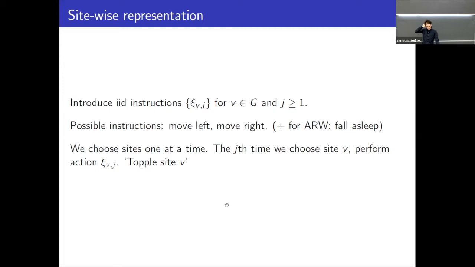The key idea is the following. We first change the way that I think about the randomness in the system. It's a common idea, the site-wise or Diaconis-Fulton representation, where instead of thinking of the particles as being the carriers of the randomness, instead of asking a particle where are you going to go next, I put the randomness into the environment. So I imagine there being stacks of instructions at each site of Z^d.